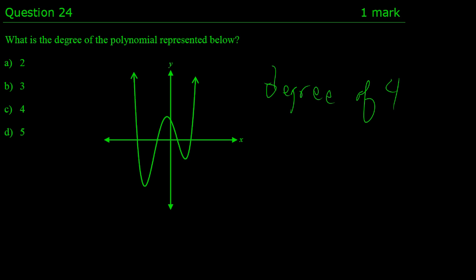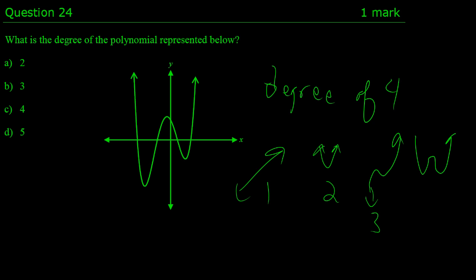Okay, so if it has a degree of 1, it goes like this. It's linear. A degree of 2, of course, is your parabola. An S-shaped curve, we call it, is your cubic. And then your W-shaped curve has a degree of 4.